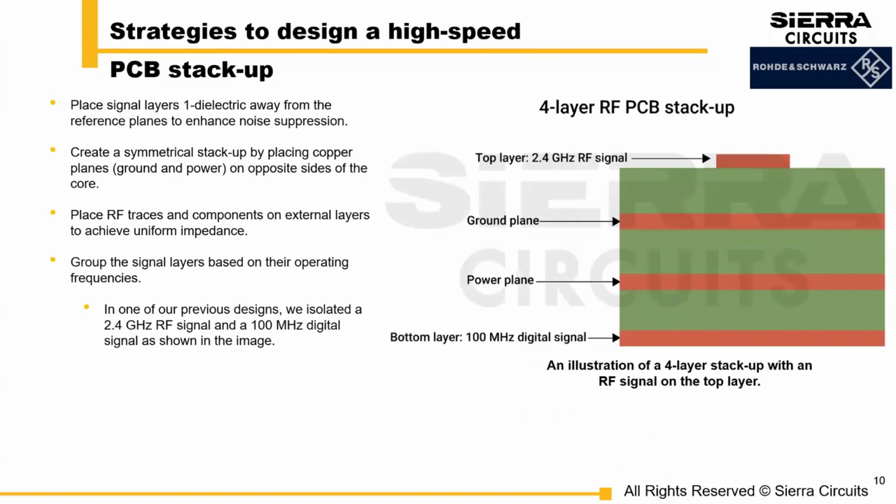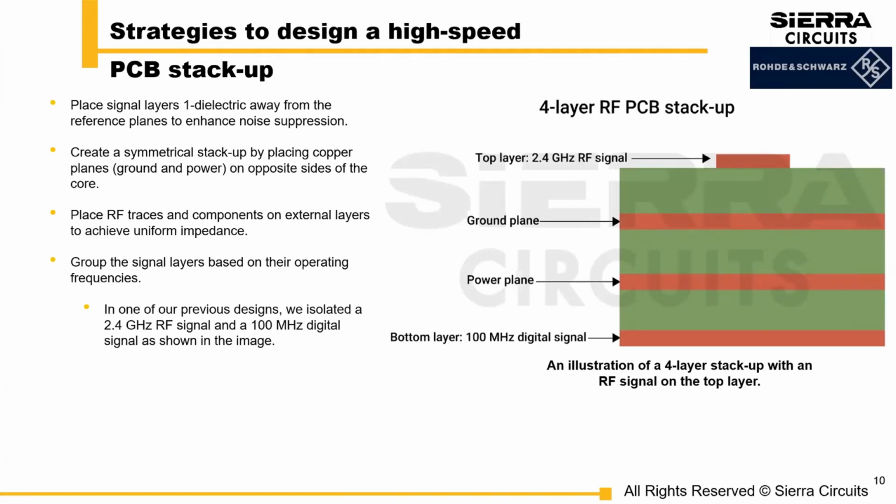Next, once you select your material, make sure you have a stack up which is good but also manufacturable, and you'll know that by talking to your fabricator. You want to place your signal layers 1 dielectric away from the reference planes to enhance noise suppression. Next, you want to position your RF traces and components on the external layers, where you can easily control trace width and space to ensure uniform impedances.